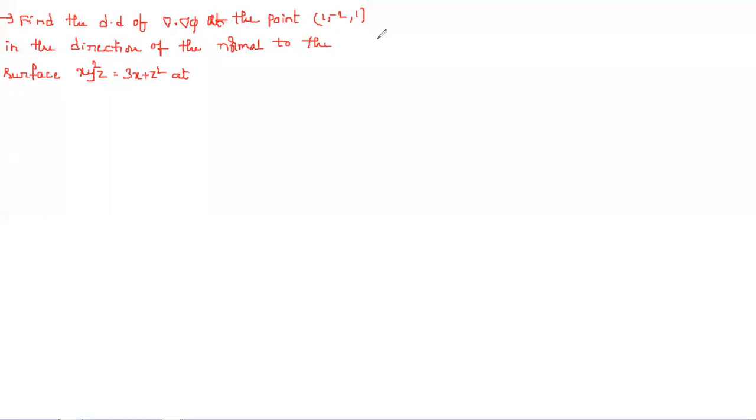They never mention the point here, where phi is equal to 3x plus z square, where phi is equal to 2x cube y square z power 4.